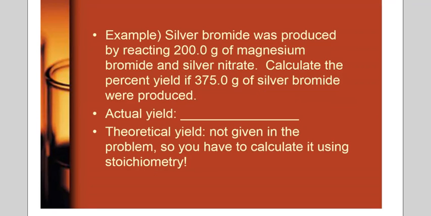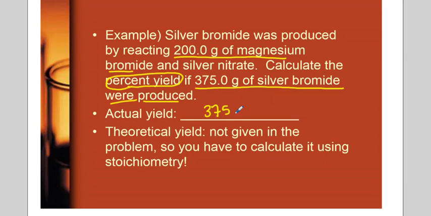So the formula itself is not bad, but here's what happens. Let's look at this example. Silver bromide was produced by reacting 200 grams of magnesium bromide and silver nitrate. Calculate the percent yield, so we're looking for percent yield if 375 grams of silver bromide were produced. So I see these words were produced. That tells me that I have an actual yield of 375 grams of silver bromide. But look, they told me that 200 grams of magnesium bromide reacted with silver nitrate. So I don't have a theoretical amount here, so I have to calculate it using my stoichiometry.